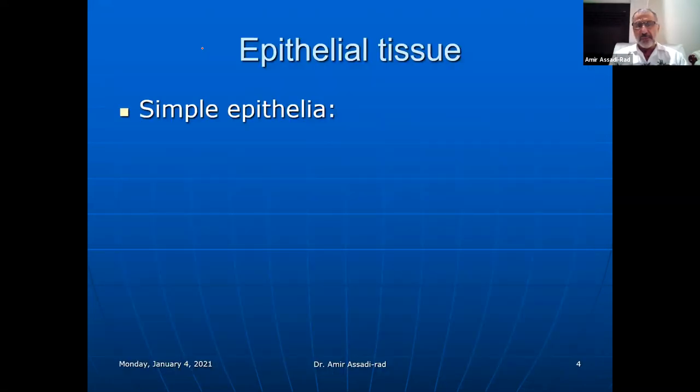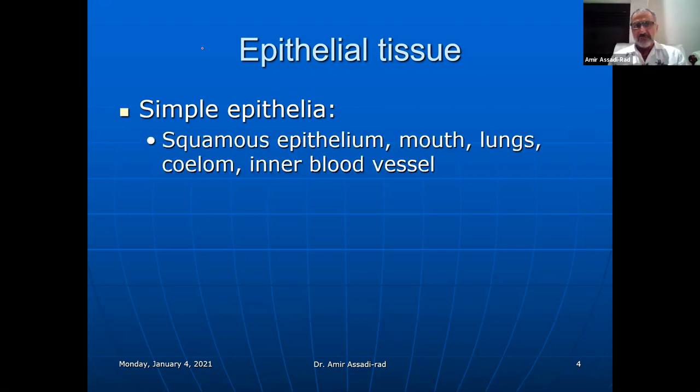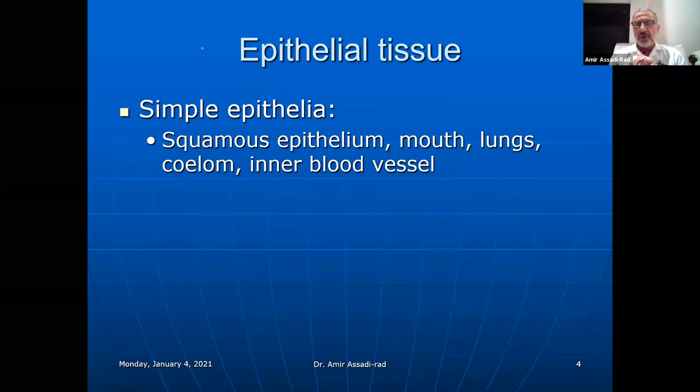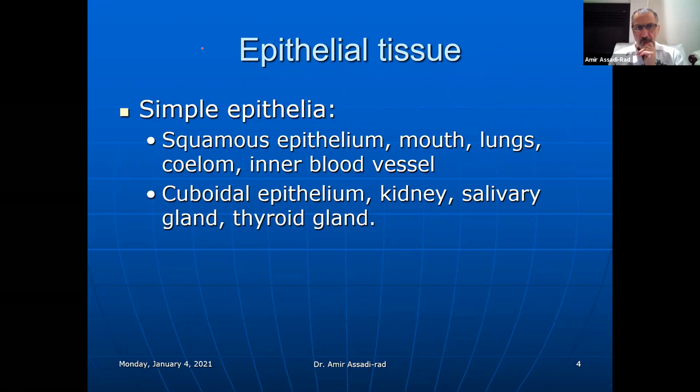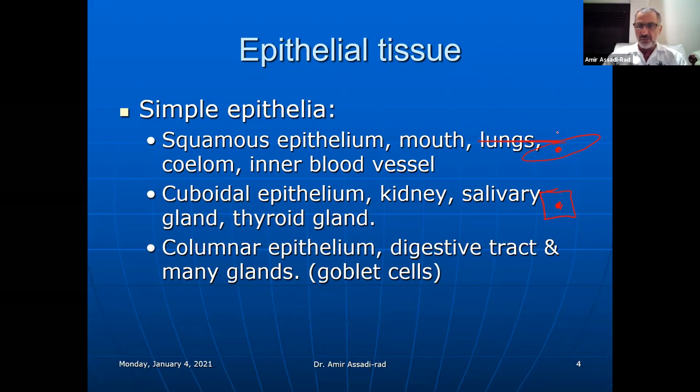Okay, simple epithelial tissue means you have one layer. Squamous epithelial tissue is found in your mouth, lungs, coelom, which means space, and inner blood vessels; they all have one layer. You will learn the different epithelial tissues. Squamous means the cells are flat, like this. Cuboidal means the cells are like a cube, and of course they have a nucleus right here. And then you have columnar epithelial tissue. And guess what?